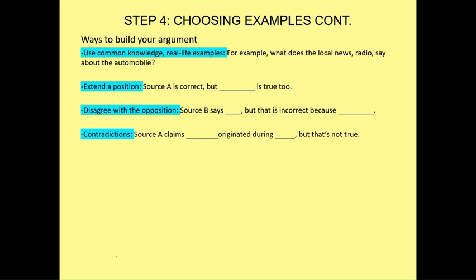You can disagree with opposition. A lot of students will say, you know what, I've been looking and I can't find anything on my viewpoint. Everything is geared towards the opposition's viewpoint. Well, sometimes you can change the opposition's viewpoint to fit your viewpoint. So you can say source B says this, but that's incorrect. In reality, it means this.